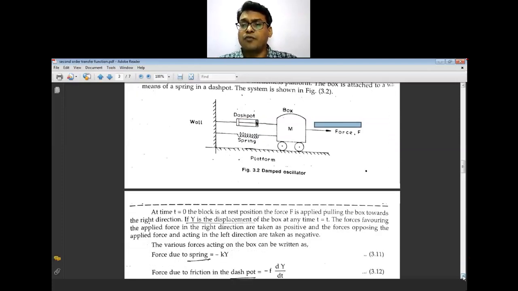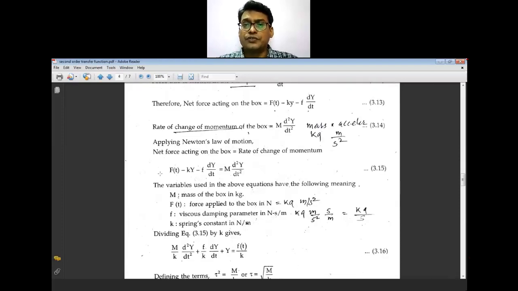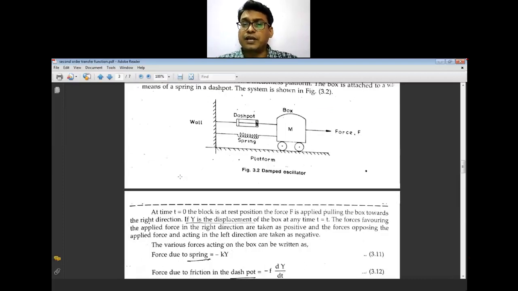So we can take a force balance over that. The applied force is F(t). Now the resistance because of the spring, that is the force opposing, by the spring, is minus k into y, where k is your spring constant and y is the displacement. y is the displacement of the box at any time t.